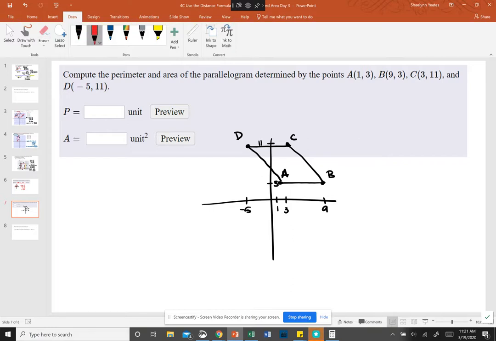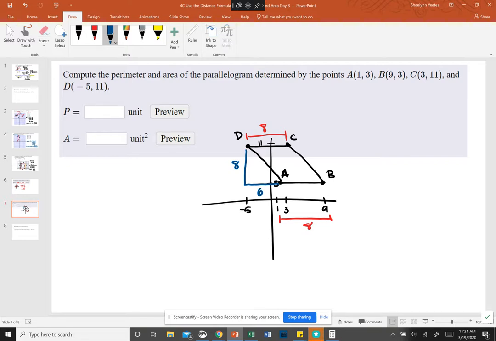Okay, there's my parallelogram. Now, this is going to be the easiest distance for me to find. It's going from -5 to 3. Or you can find it here from going from 1 to 9. If you notice, both of these are 8. Now we have to use Pythagorean theorem to find the length of the side we don't know, which in this case is either DA or CB. It doesn't matter which one you go with, it will be the same. So if I go from 11 down to 3, that's a distance of 11, 10, 9, 8. It's a distance of 8. Interesting. Okay, and then if I go from -5 over to 1, that's a distance of 6.